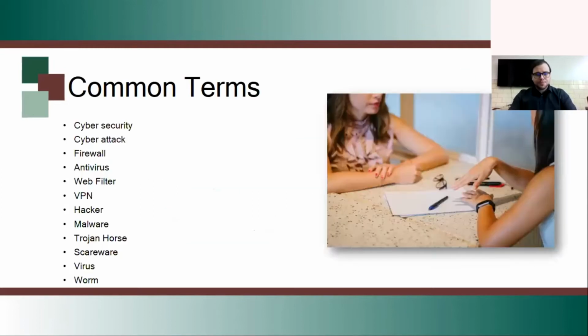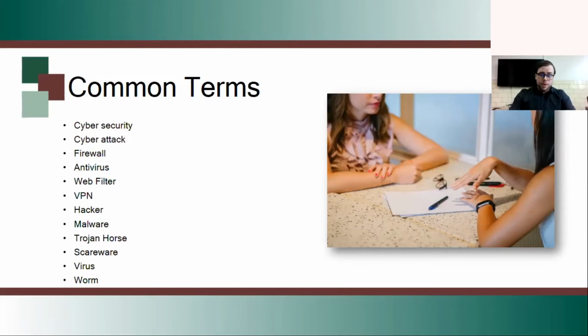So cybersecurity is the name of the presentation today, and it's just an umbrella term for the defense, whether it's proactive or reactive, to any malicious attack that is originating from a computing machine.